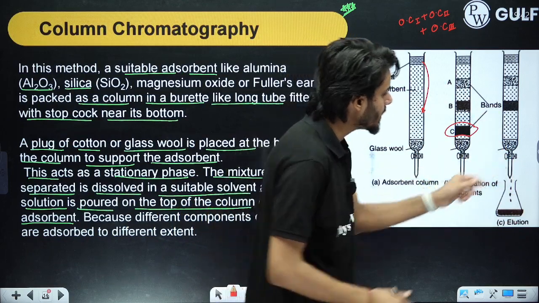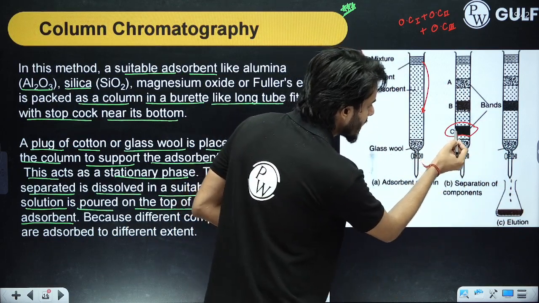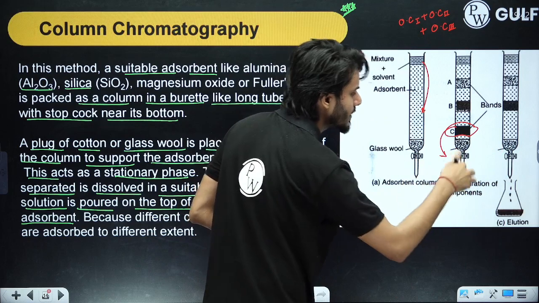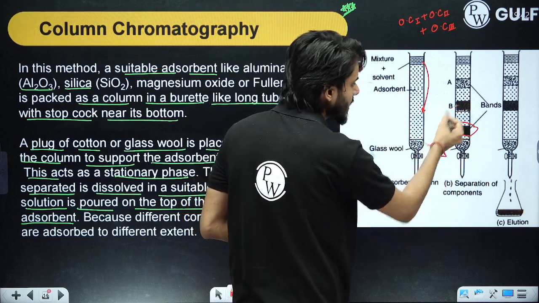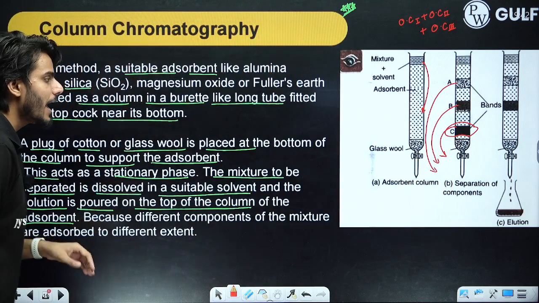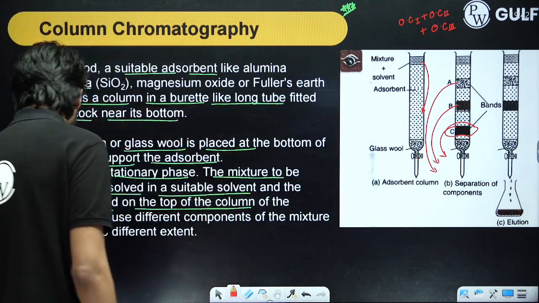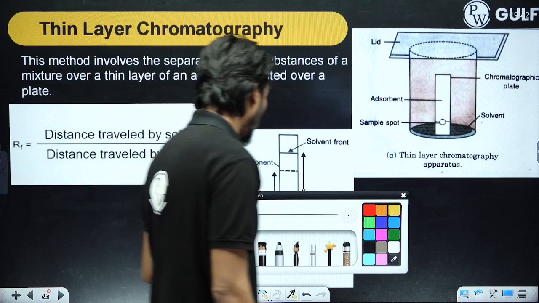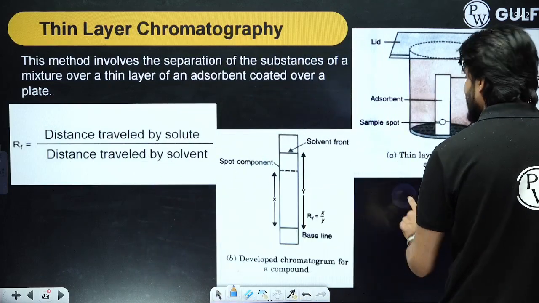You will open it and first take this C out, then close it, take the next beaker, then take this out, and then take this out. This is what we call column chromatography, and it is one of the very important methods to separate organic compounds. Now let's understand the second method.